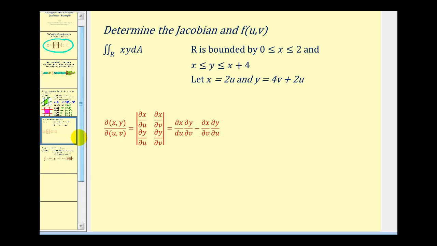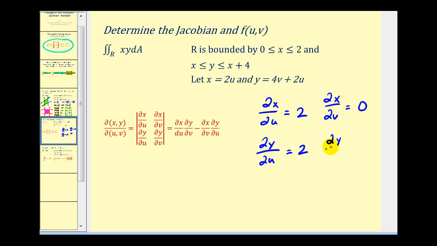So before we set up the new double integral, let's go ahead and find the Jacobian or integrating factor when converting to the uv coordinate system. So here's our Jacobian. Let's start by determining our partial derivatives. So the partial derivative of x with respect to u, that's just going to be 2. The partial derivative of x with respect to v, that's going to be 0. And now we'll have the partial of y with respect to u. That's going to give us 2. And then the partial derivative of y with respect to v, that's going to give us 4.